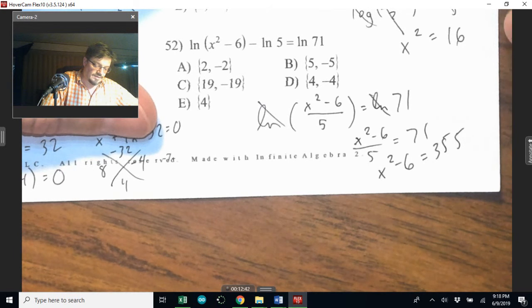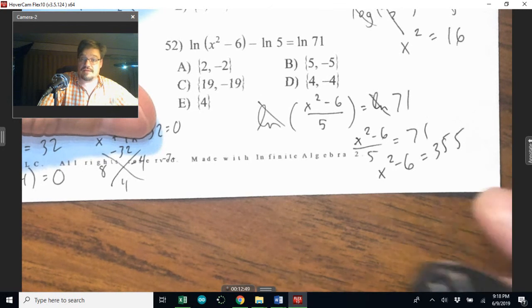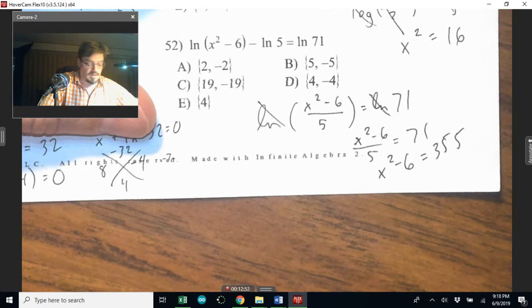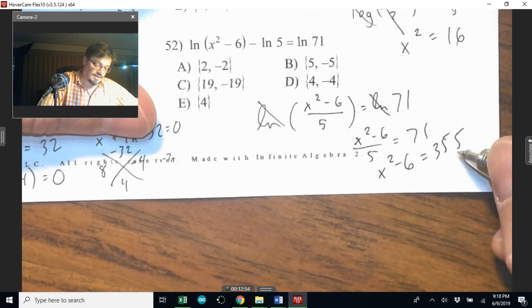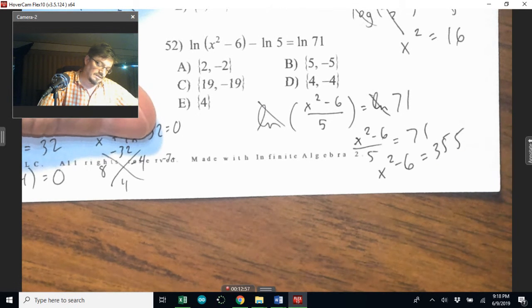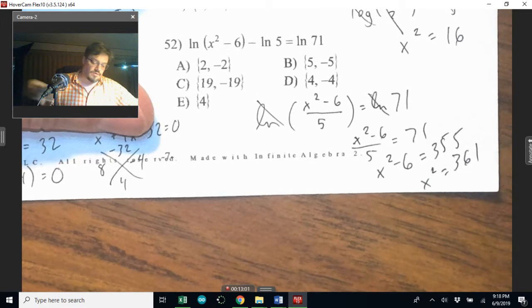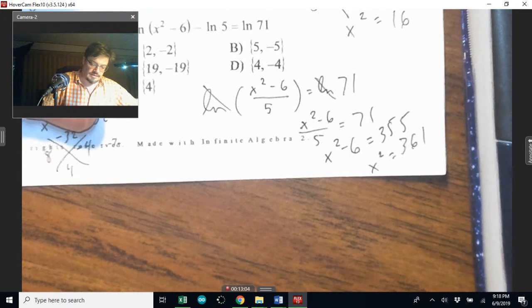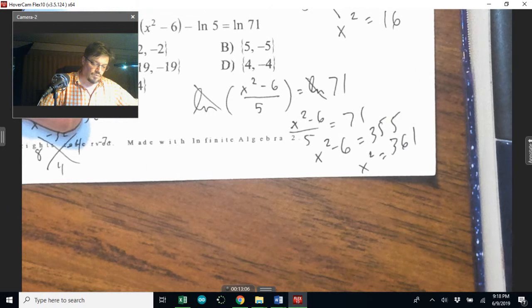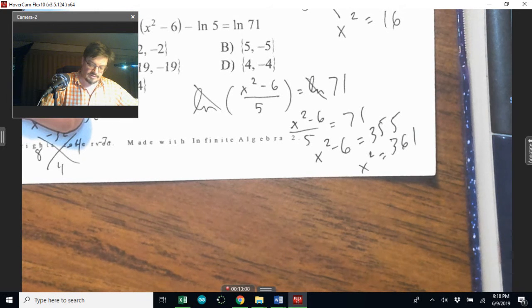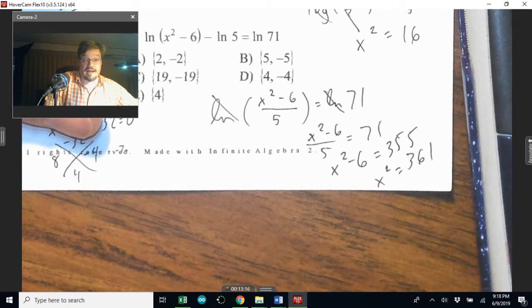So now I'm not going to dial this guy to 0 because there's no middle term. This is easier to do when you don't have a middle term. I'm going to add 6 to both sides, and I'm going to get 361. So that means x squared equals 361. Now I know that 361 I think is 19 squared. It is 19 squared. So that means I have plus and minus 19.